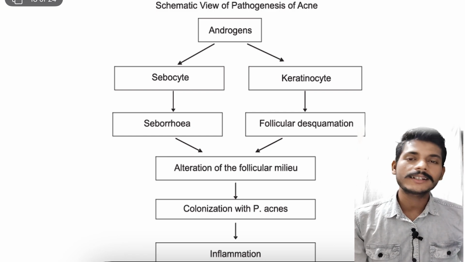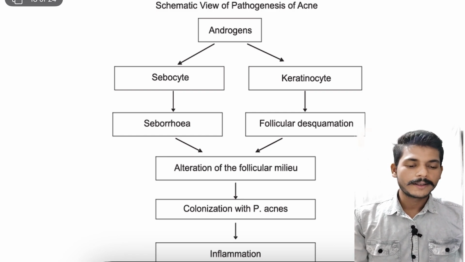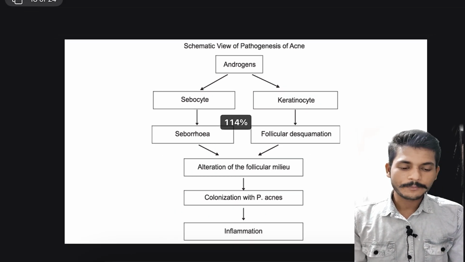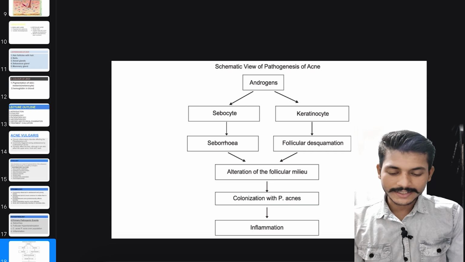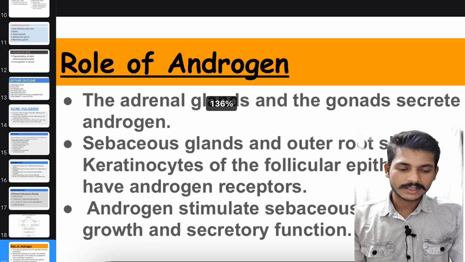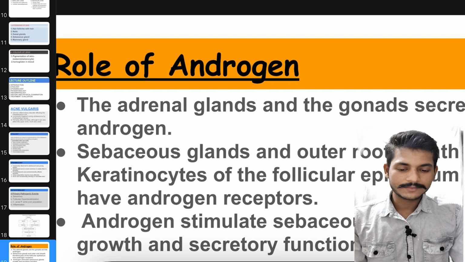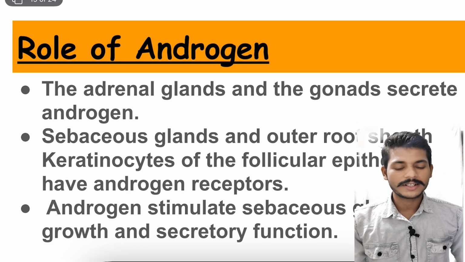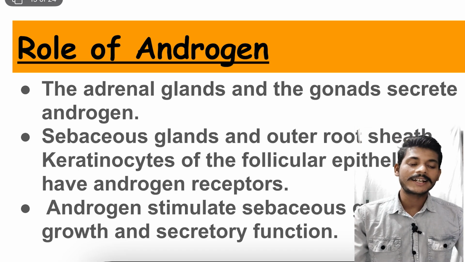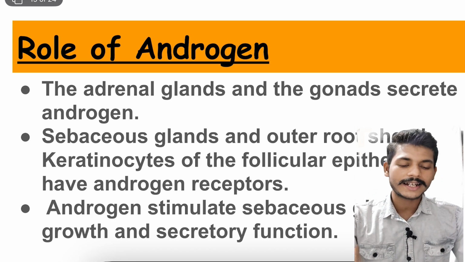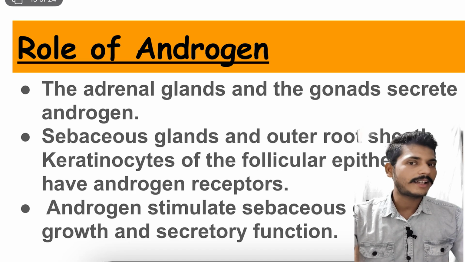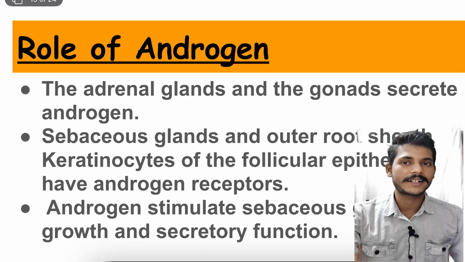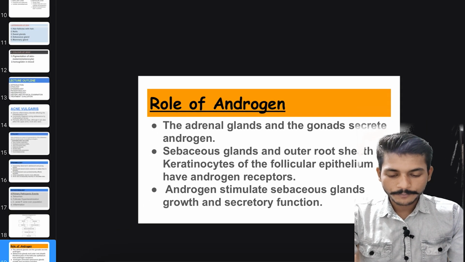So this is about the bacterial pathogenesis, and the previous things we discussed are the pathophysiology of the disease. Now we already know the role of the androgen. Just read the slides: the adrenal glands and the gonads secrete androgen, as we discussed. We also discussed that the sebaceous gland and the outer root sheath, that is the keratinocytes of the follicular epithelium, have the androgen receptor, and androgen stimulates sebaceous gland growth and secretory functions.